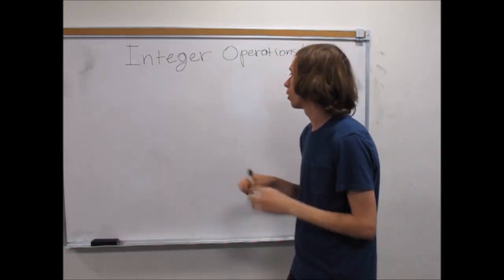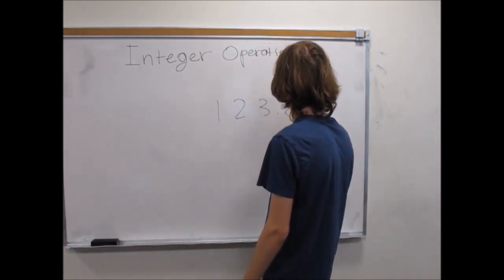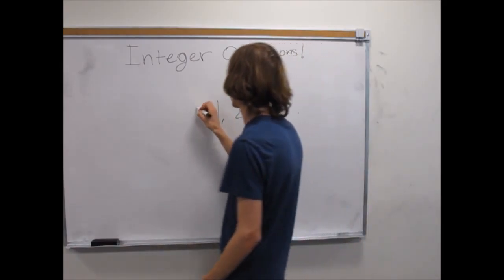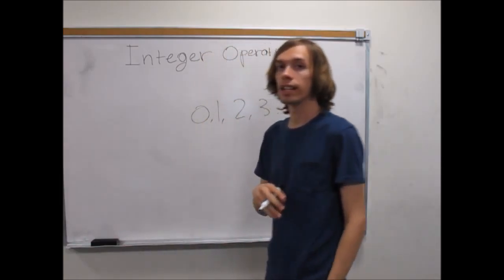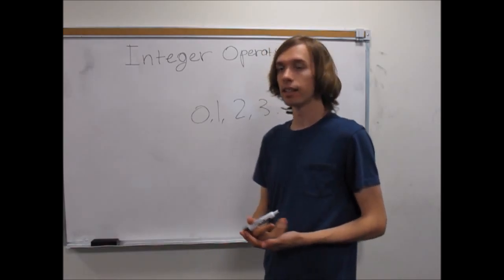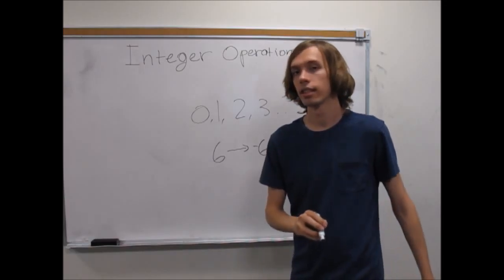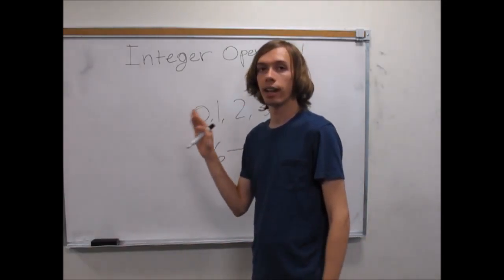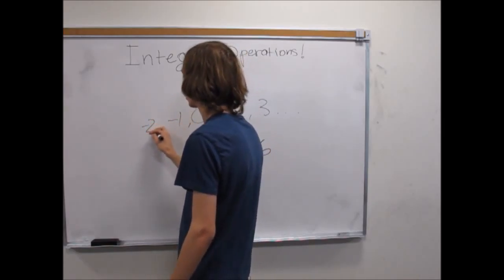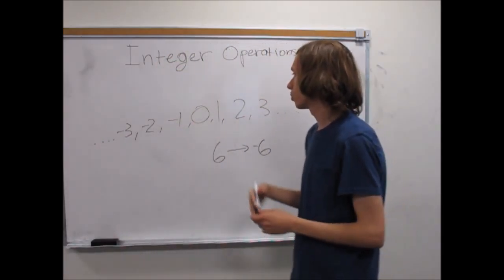Well, integers include all of the natural numbers, like 1, 2, 3, etc. But this time we're also going to include 0 for integers, and all of the opposites of the natural numbers. So when I say opposites, I mean opposite sign. For example, if you had 6, the opposite would be -6. So if I'm including all the opposites of the natural numbers, then I'm going to include -1, -2, -3, and so on. And so yeah, that's what integers are.